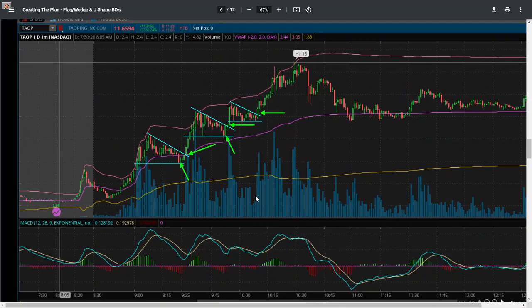Like a lot of these. I mean, look at the bodies when the full body is outside of it. The full body is outside of it. Not just a wick. Look how much of the body is outside of it. Body is outside of it. Body is outside of it.